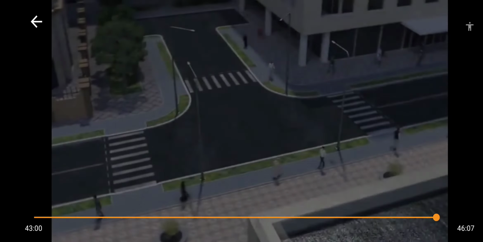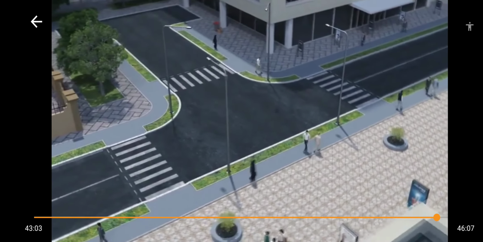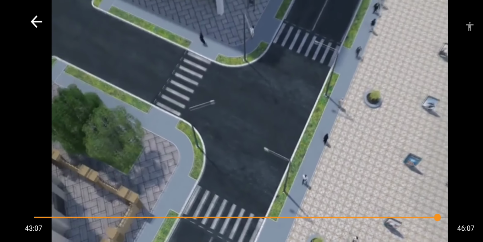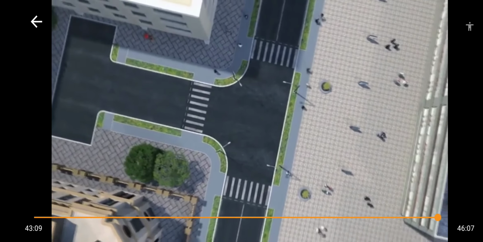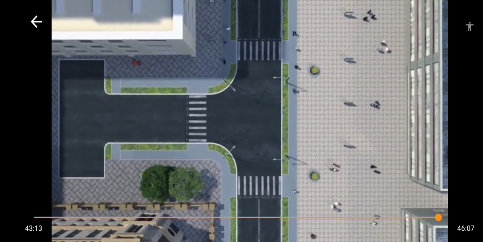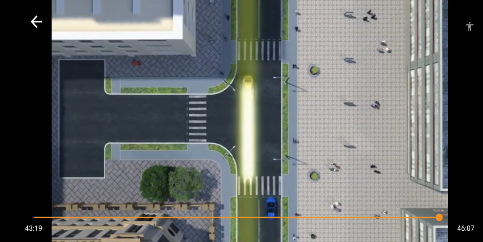Rule number 10. If two vehicles meet at an equal right intersection, and each of them is at the left of the other, priority is given to the vehicle moving forward or right. Priority of passing in the picture is given to the yellow vehicle, then to the blue one.